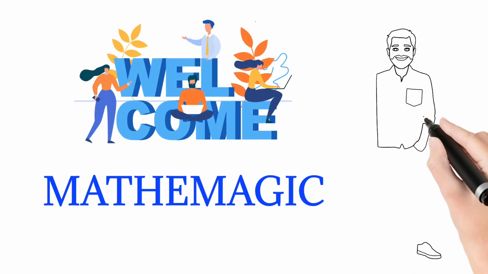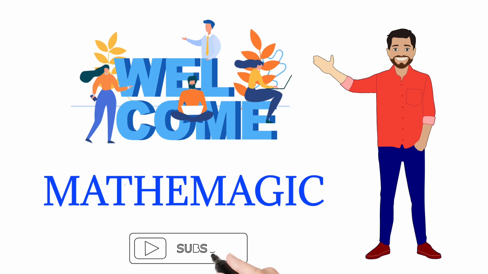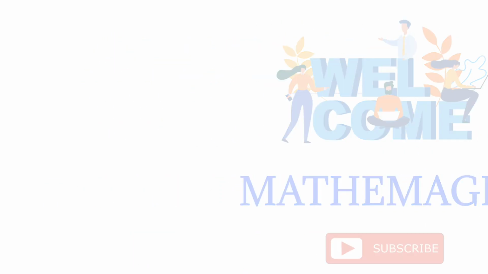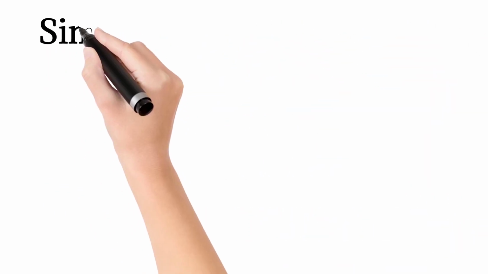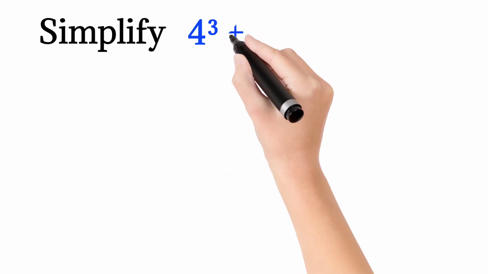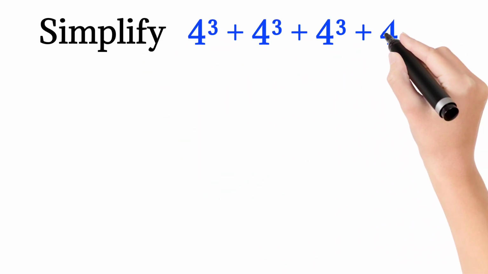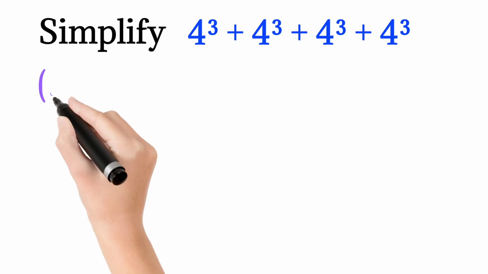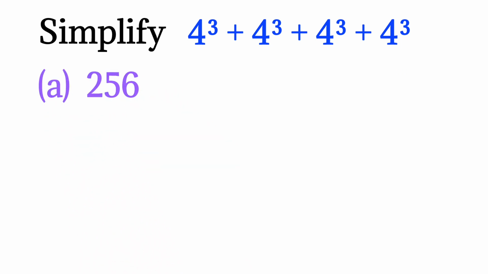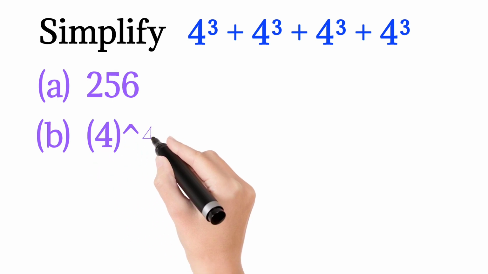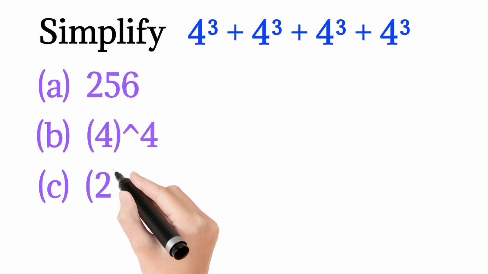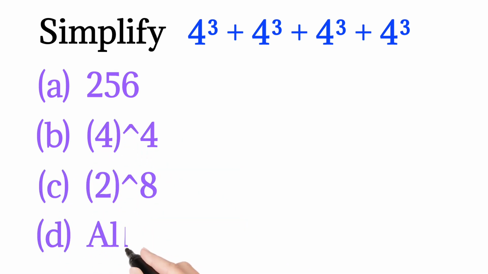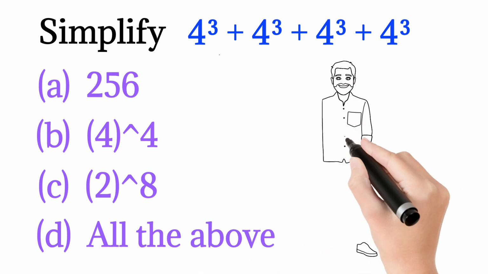In our last video I had asked a simplification question, which was, question of the day is, simplify 4 cube plus 4 cube plus 4 cube plus 4 cube. Your options are as follows. Option A 256. Option B 4 to the power 4. Option C 2 to the power 8. And option D is all the above.